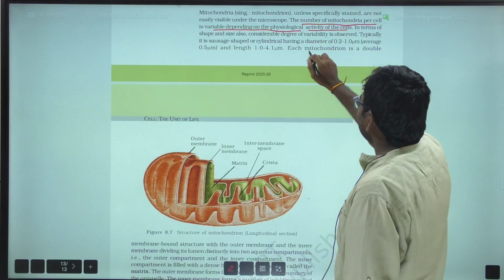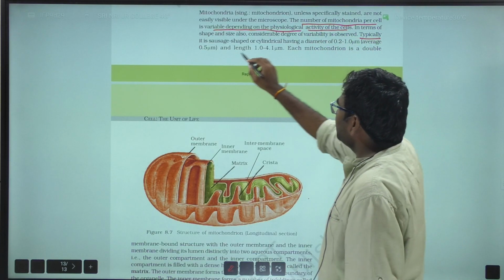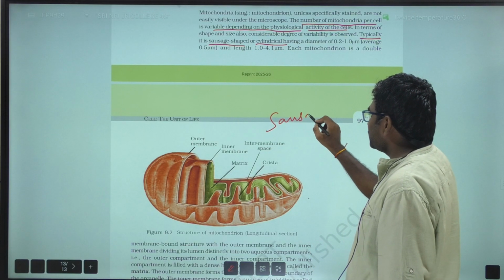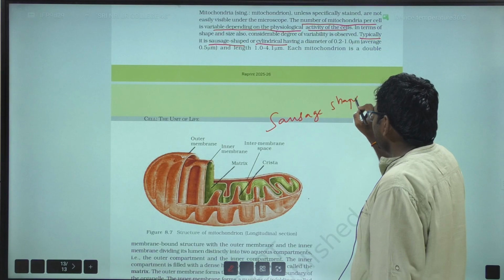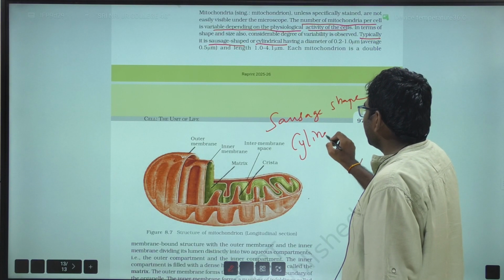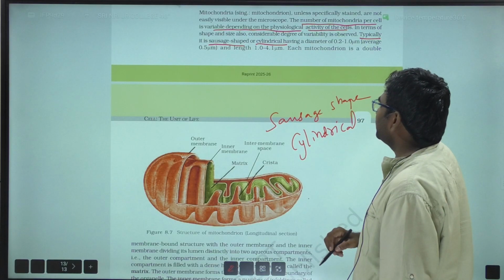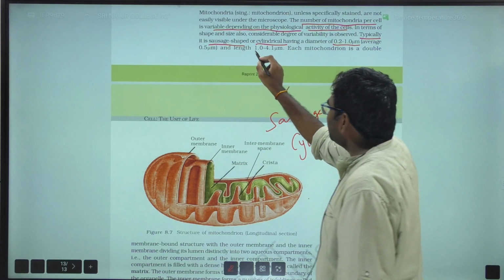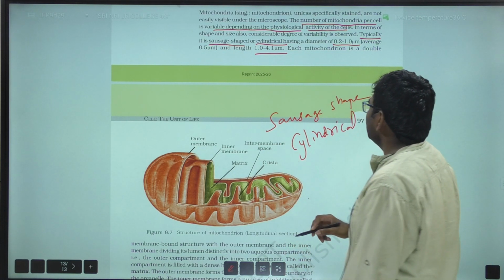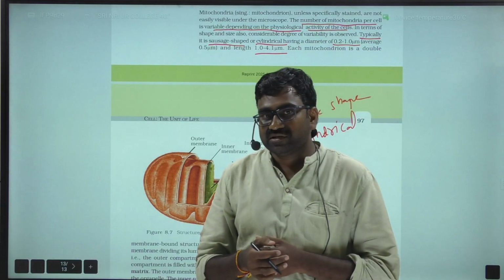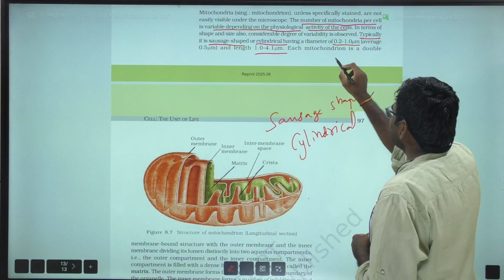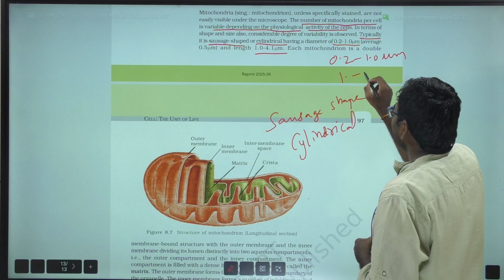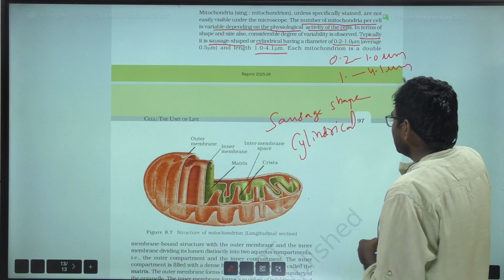Typically, it is sausage shape or cylindrical shape, having a diameter of 0.2 to 1 micrometer and 1 to 4 micrometer in length. Remember the numericals from the objective point of view: 0.2 to 1 micrometer in diameter and 1 to 4 micrometer in length.